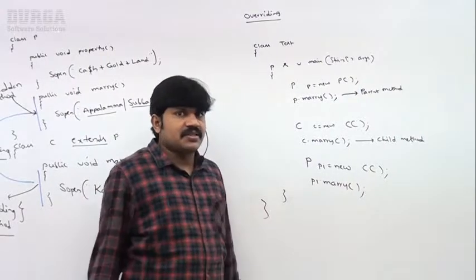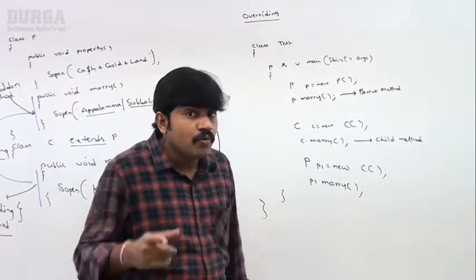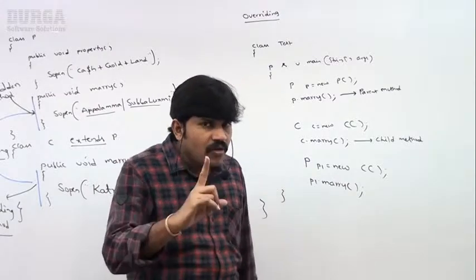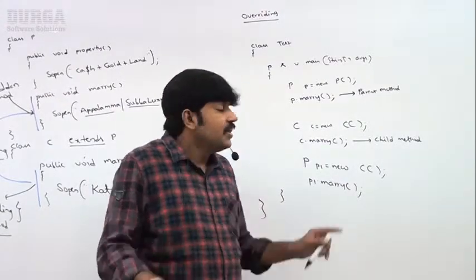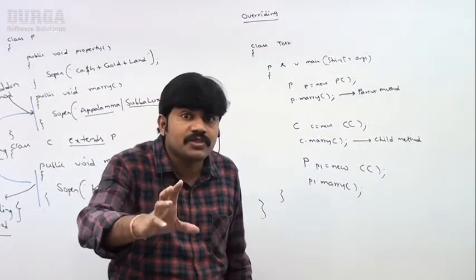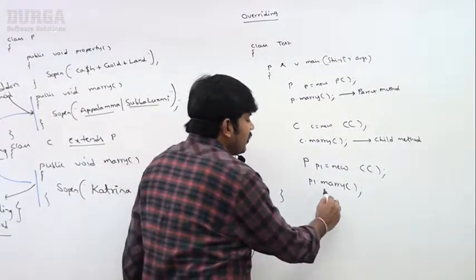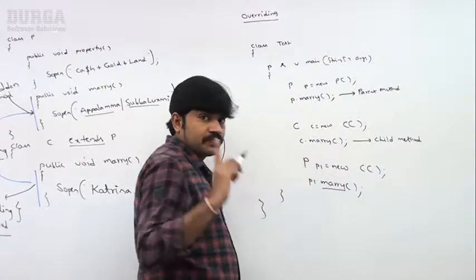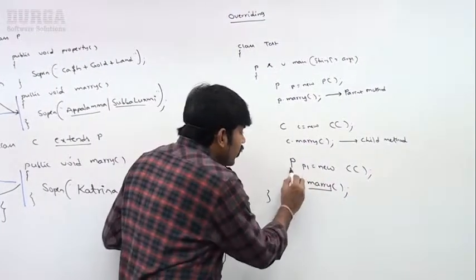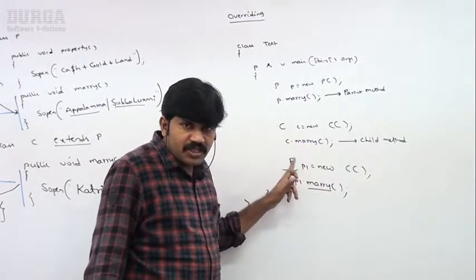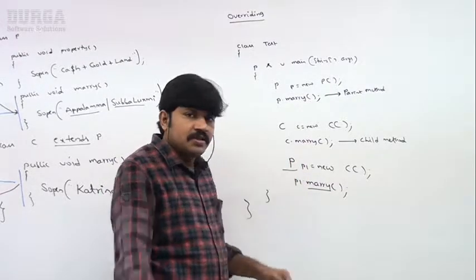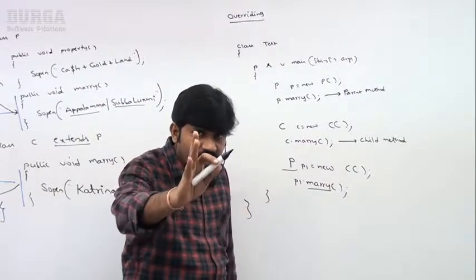If Parent P1 = new Child, and then P1.marry, which method will get the chance? Sir, we are using which concept? The overriding concept. Now take very special care in this. What is the role of the compiler? What is the role of the JVM? You are calling the marry method on P1. Observe very carefully. P1 is what type? P type. Now, in the parent class, is the marry method available or not?